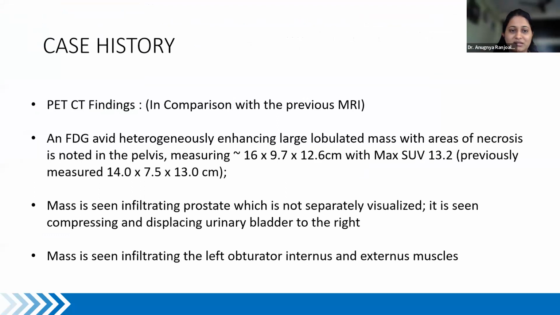The PET-CT was done here, and they also went back to the previous PET-CT, which was done after a month of imatinib treatment. They had seen that there was an increase in the size. It was a large heterogeneously enhancing lobulated mass in the pelvis, measuring 16 centimeters in the greatest dimension with an SUV max of 13.2. Previously, before the treatment, it was 14 centimeters in greatest dimension. There was definitely an increase, not responding to the imatinib treatment. It was also seen completely infiltrating and replacing the prostate, displacing the urinary bladder, and infiltrating the muscles as well.